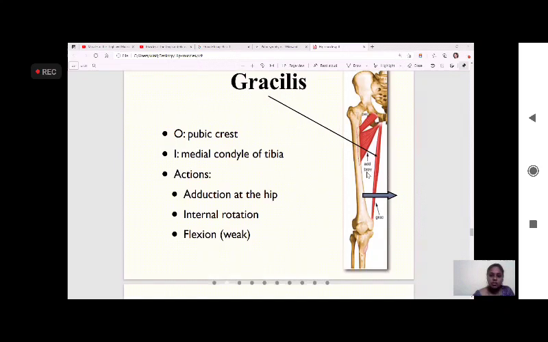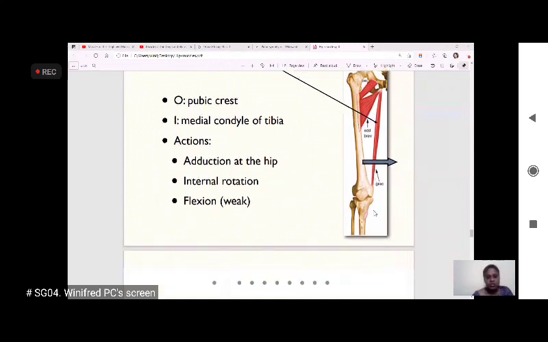Now this thin muscle, gracilis, arises from the pubic crest and gets inserted into the medial condyle of the tibia. Its action is adduction of the hip and internal rotation, and it is also a weak flexor. Next slide, please.